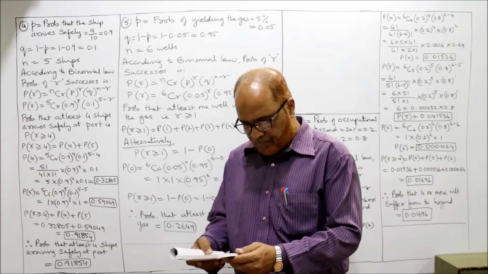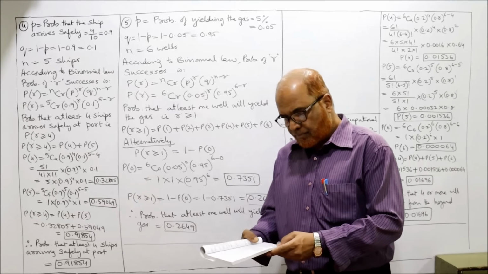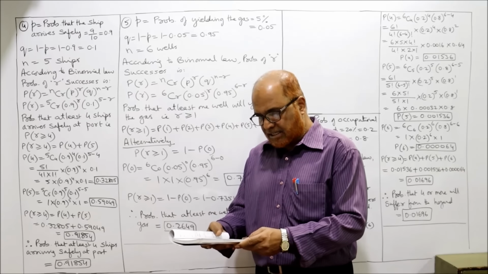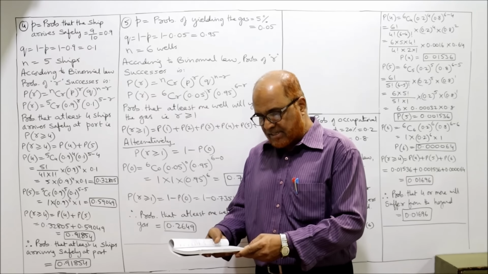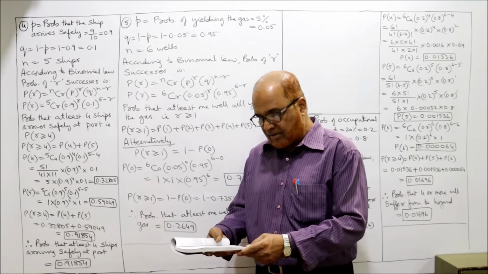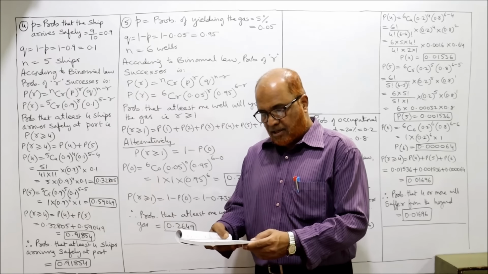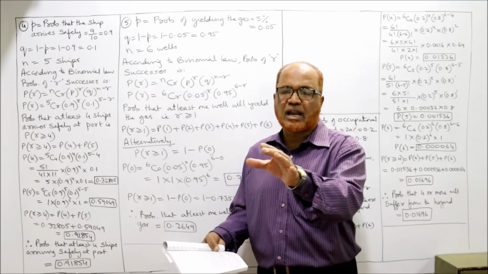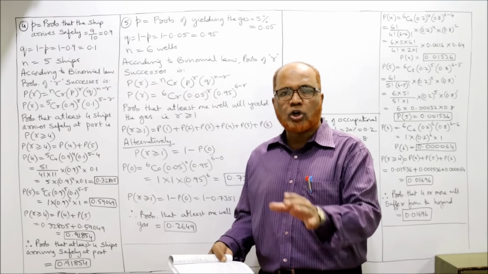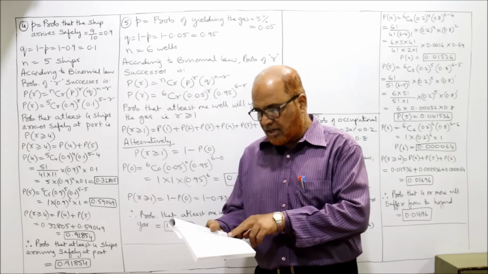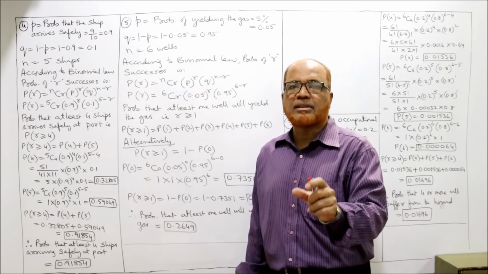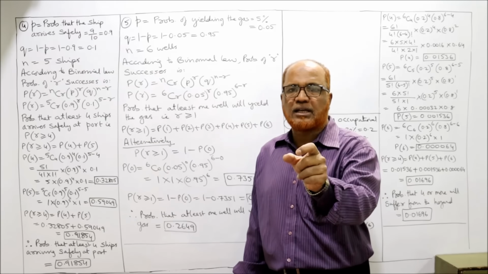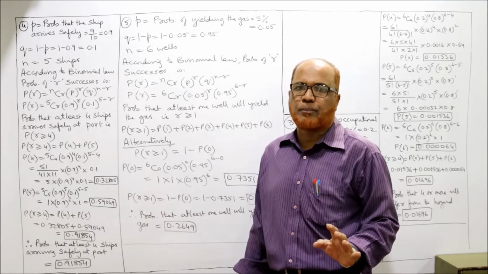Now problem number 4. If the chance that a vessel arrives safely at a port is 9 by 10, find the chance that out of 5 vessels expected, at least 4 will arrive safely. The probability that the ship will arrive safely at the port is 9 by 10, that is 0.9, 90%. So 0.9 is the probability that the ship will arrive safely.